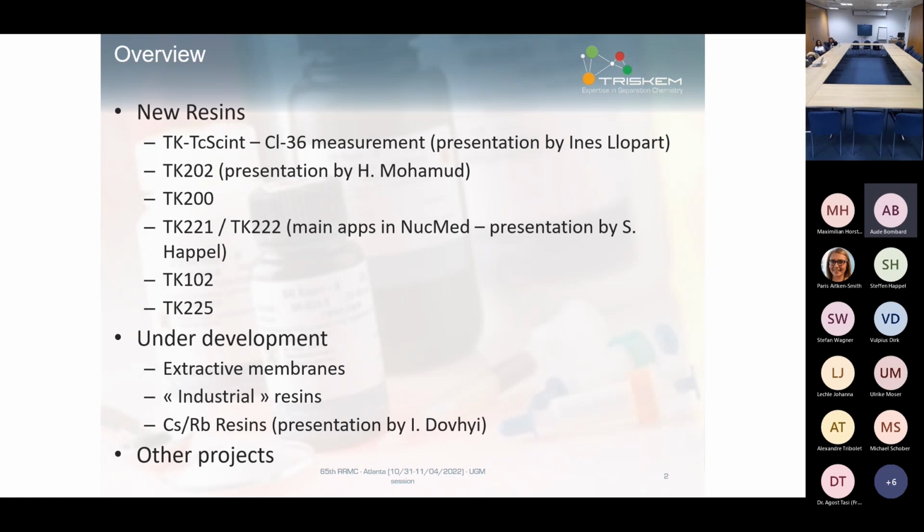So as I was saying, the TK222 resin's main applications are in nuclear medicine at the moment, so it will be in the presentation of Stefan at the end of this session. There will be a presentation on the TK102 and 225. Under development are extractive membranes, some industrial resins, and also resins for the separation of cesium and rubidium, which will be presented by our colleague Ilarian, and some other projects. So let's move on.